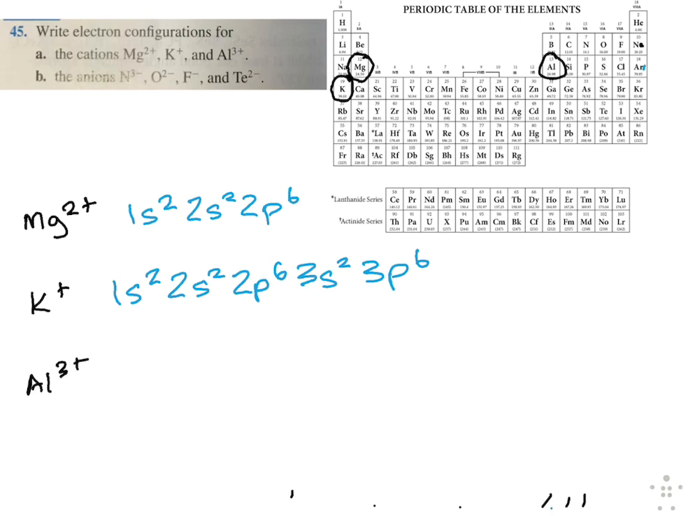And then lastly, the aluminum ion has a positive 3 charge, which means we're losing 3 electrons. We'd be isoelectronic with neon just like earlier. So 1s2, 2s2, 2p6. You can see this aluminum ion has the exact same number of electrons as that magnesium ion does.